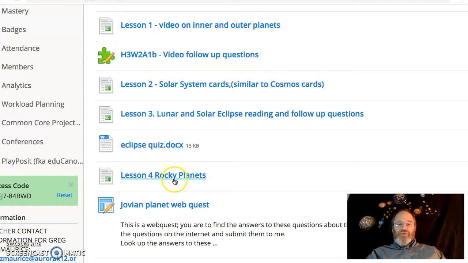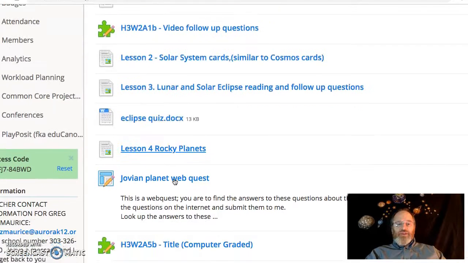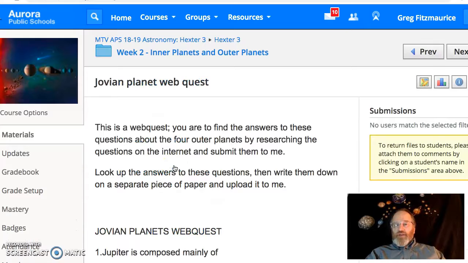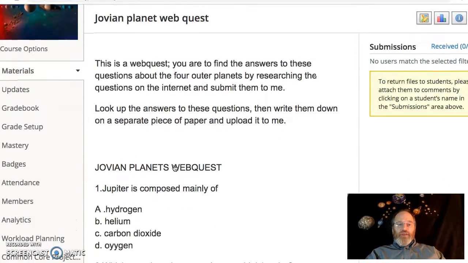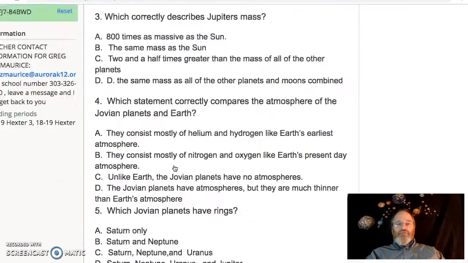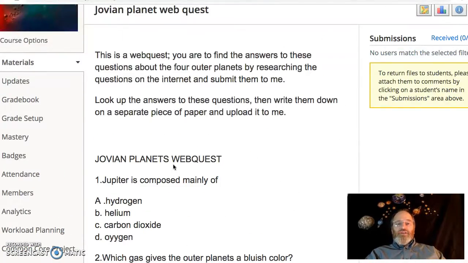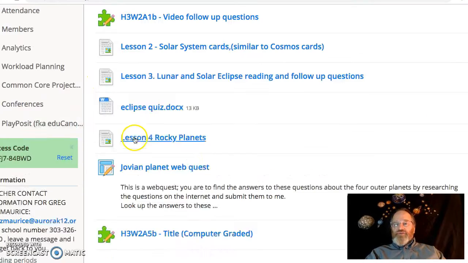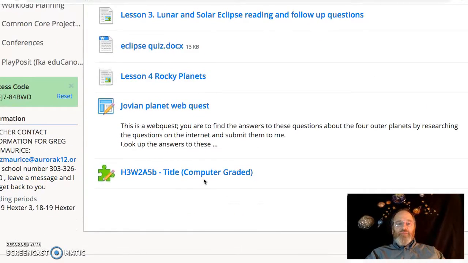Lesson 4 is the rocky planets. All right, the first 4 planets. And then we have a Jovian planet web quest. Jovian, or the gaseous planets. There are, what did I put in here? 7 questions for you. And you need to look those answers up, do a web quest, a search, do some research on the internet, and write down the answers to those and submit them to me.